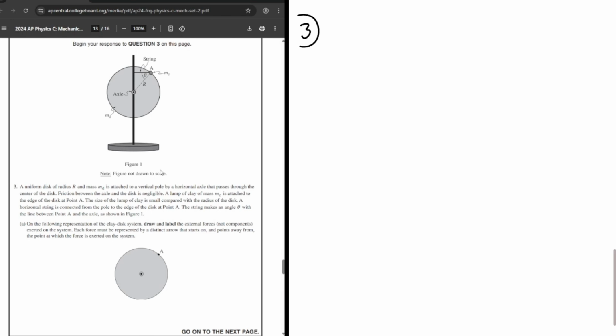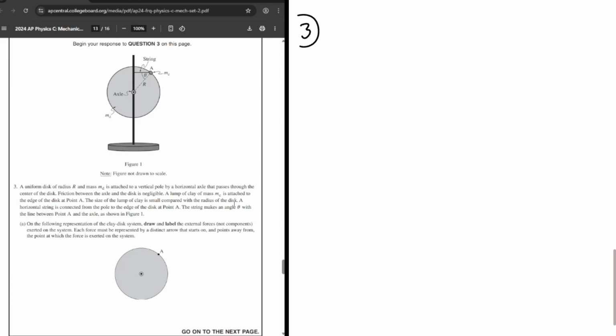So with that statement, they're telling us that the rotational inertia of this little mass can be treated as a point mass, so you can use mr squared. That's the entire point of this statement. A horizontal string is connected from the pole to the edge of the disk at point A. The string makes an angle theta with the line between point A and the axle. On the following representation of the clay-disk system, draw and label the external forces, no components. Oh, so it's asking for a free body diagram.